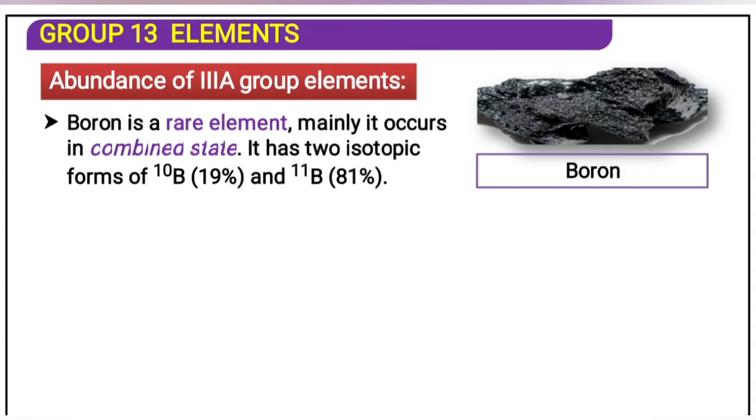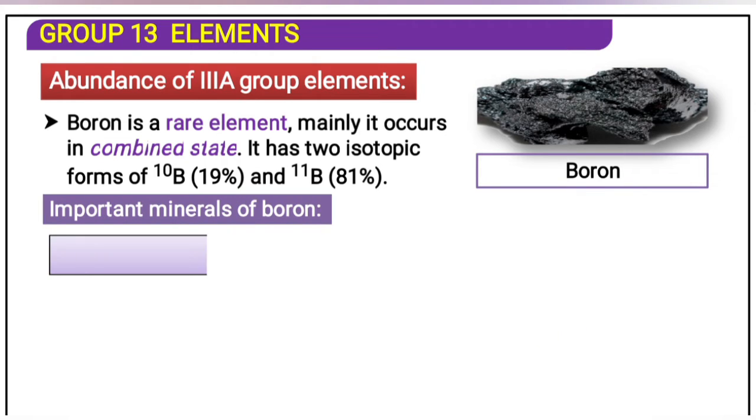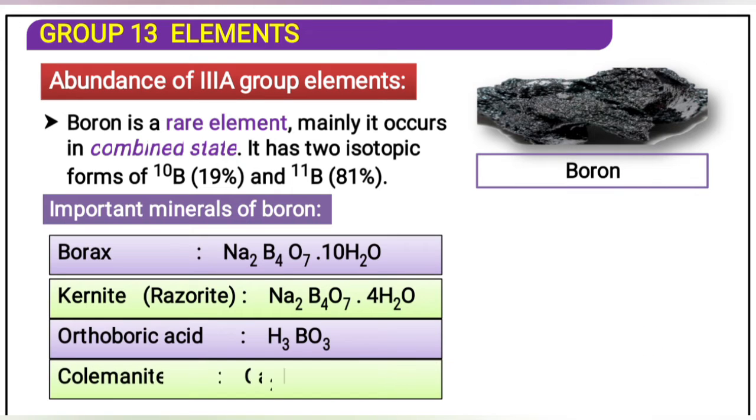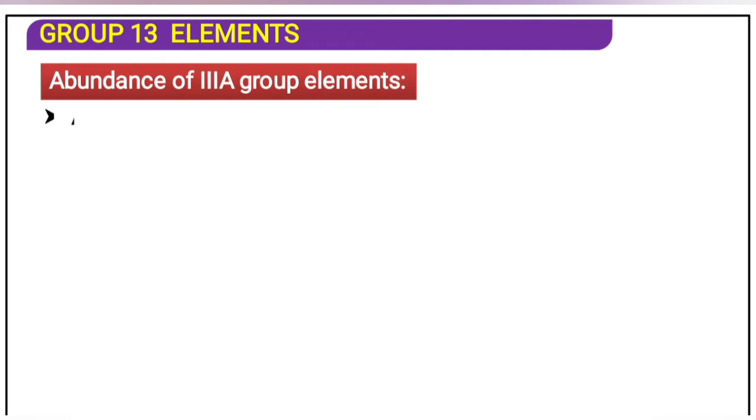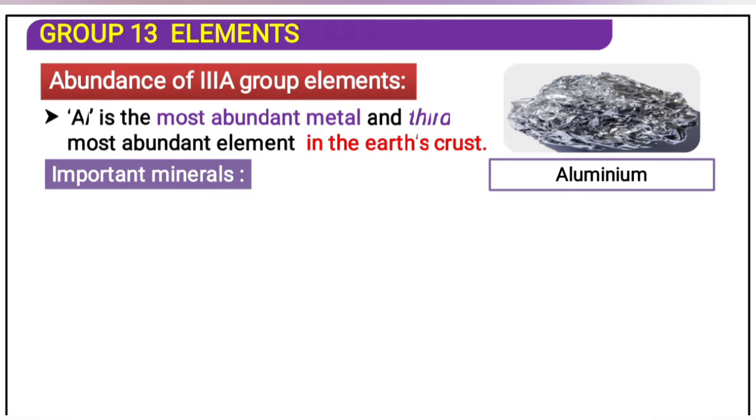Abundance: boron is a rare element. Mainly it occurs in a combined state and it has 2 isotopic forms, that is B10 and B11. B11 is in a major proportion. For boron, generally we have to remember borax, orthoboric acid and colemanite: Na2B4O7 into 10H2O for borax, H3BO3 for orthoboric acid and colemanite Ca2B6O11 into 5H2O.